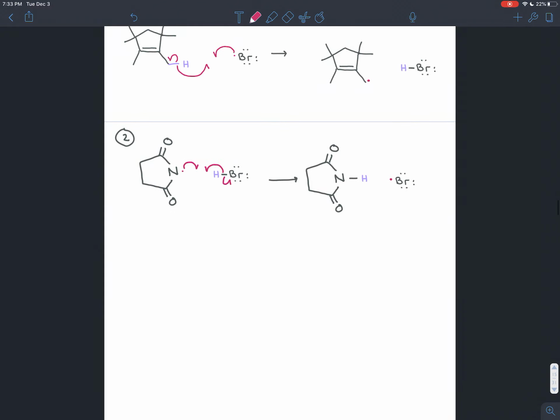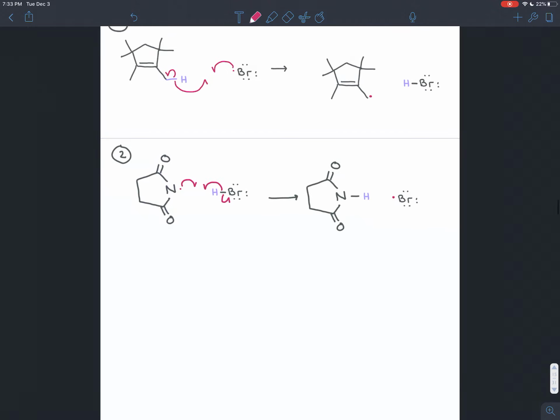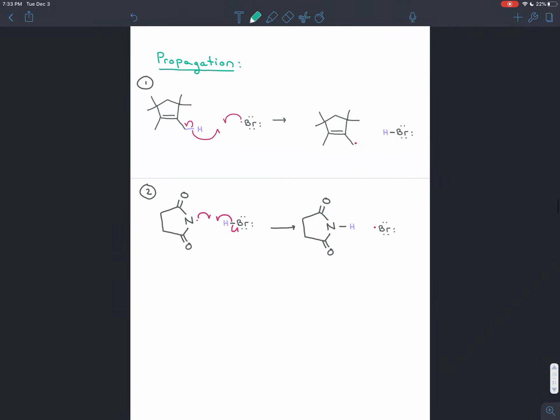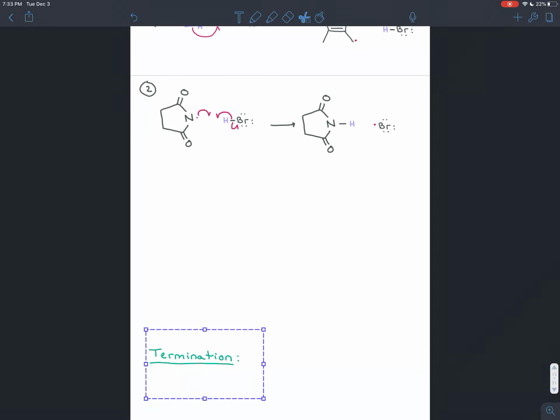So now we create this, what's just regular old succinimide. Notice it's different from N-bromosuccinimide because it doesn't have the bromine attached to the N, the nitrogen. So now that we have these, we've created two radicals, this carbon radical and this bromine radical. We're ready to put them together and end this radical reaction. We're ready for the termination step.